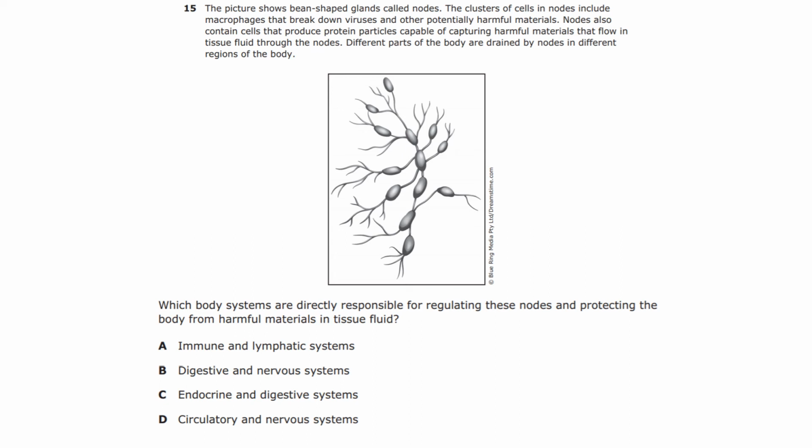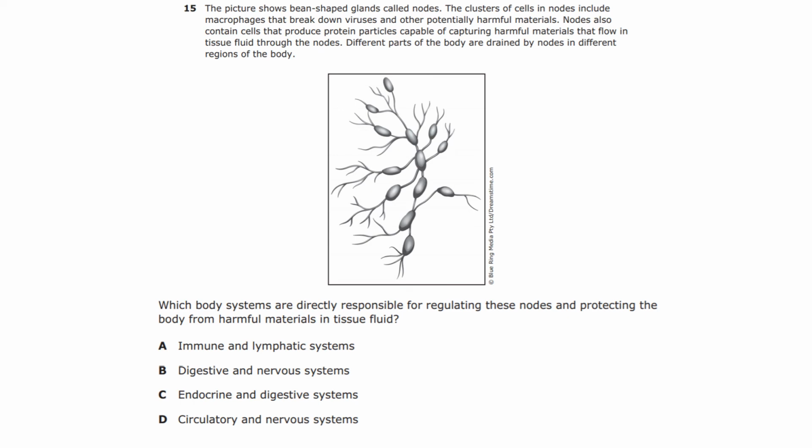It says the clusters of cells in nodes include macrophages. That's a particular kind of cell that breaks down viruses and potentially harmful materials. So when those lymph nodes get inflamed and swollen, that's because the macrophages are trying to kill something in your body that's potentially harmful. It says the nodes also contain cells that produce protein particles capable of capturing harmful materials that flow in the tissue or in tissue fluid through the nodes. So different parts of the body are drained by nodes in different regions of the body.